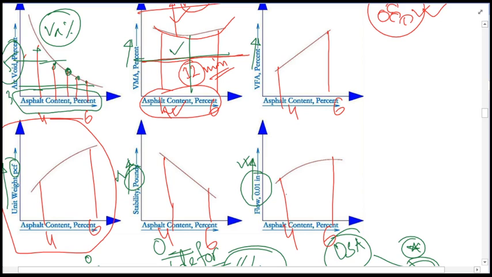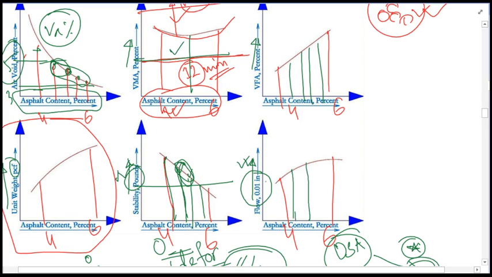In the case of VFA, there might be another criterion. We'll try to see whether these 4 are satisfying or not. In all cases, even for the stability value, the minimum stability value is there. So we will have to see whether only these 2 satisfy this. From there, we found these 4, and then only these 2 remain. Then for the flow value, if we see that the flow value is within this range and these 2 are satisfying, then from these 2, which one will you take as the final asphalt content?